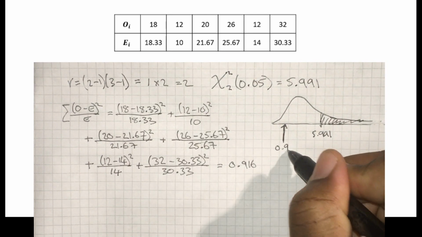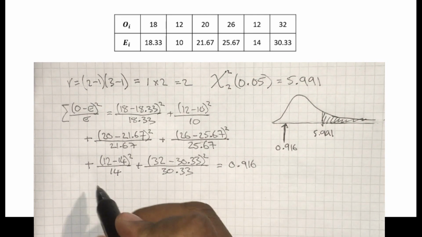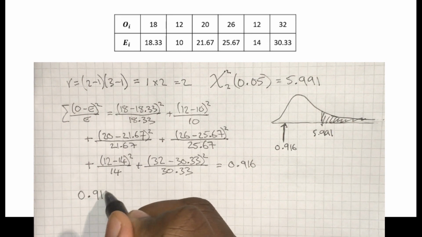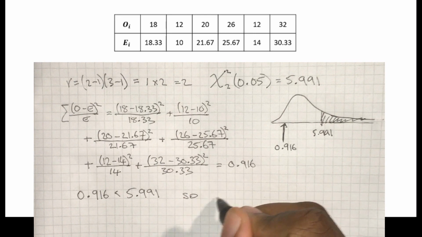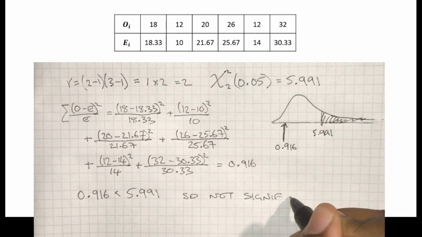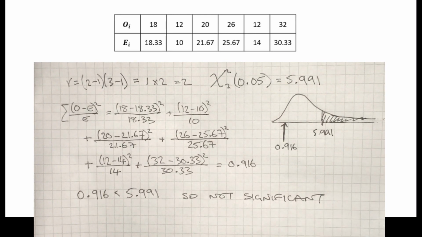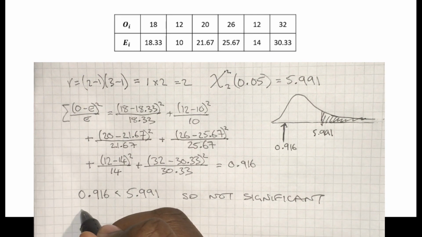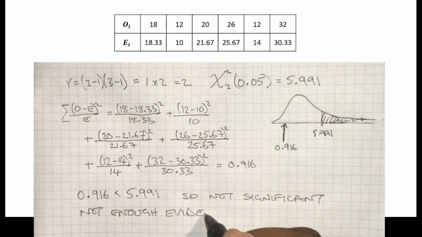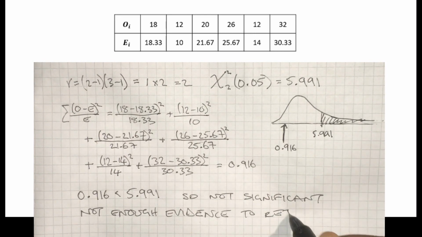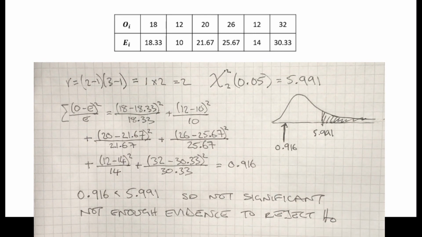And that is not significant. So we do not have enough evidence to reject H0. And actually, we have enough evidence to suggest that the school and the grade are independent. There was not enough evidence to suggest that the school you go to determines the grade that you get.